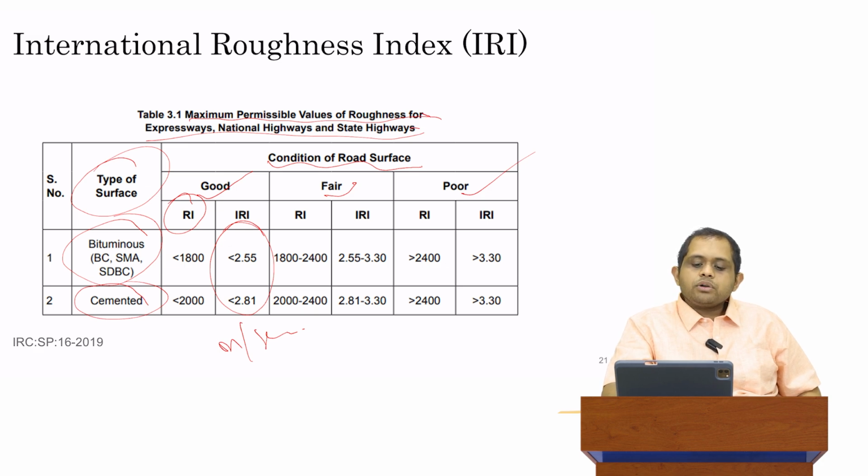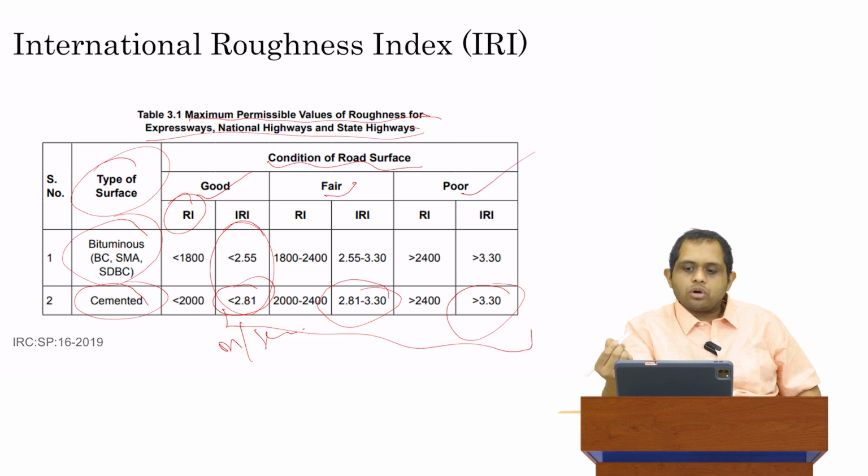But the IRI value, you can see over here that if you're talking about expressways, national highways, and state highways, so the highest classification of roads that we have in India, for these type of roads, it is expected that rigid pavements have an IRI of less than 2.81 if it's a good quality road. If it's fair, then it's expected between 2.81 to 3.3, and anything above 3 is poor. So you see, the IRI goes from poor to good in a fairly short value. So greater than 3.3 makes it poor, and less than 2.1 makes it good. Pretty small range. But that is how sensitive IRI is to undulations or roughness on the road.